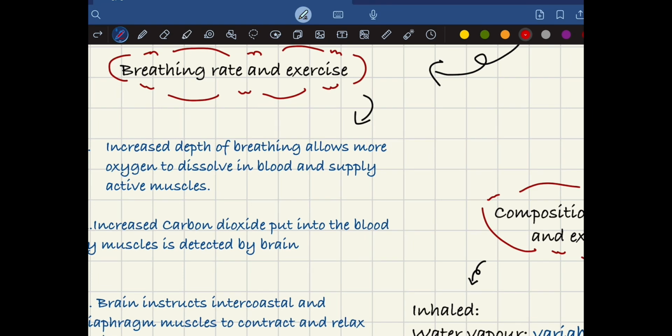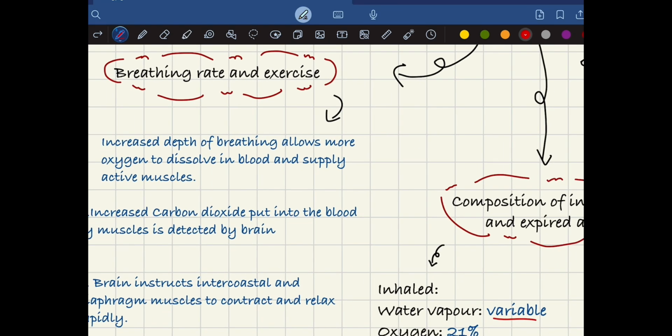So next, let's look into the breathing rate and exercise. How is the breathing rate and exercise linked to each other? Let's say we are working out, running on a treadmill. When we're running, we would all notice that we are breathing faster, more quickly. Has anyone ever wondered why we are doing that? Over here, you'll learn why.